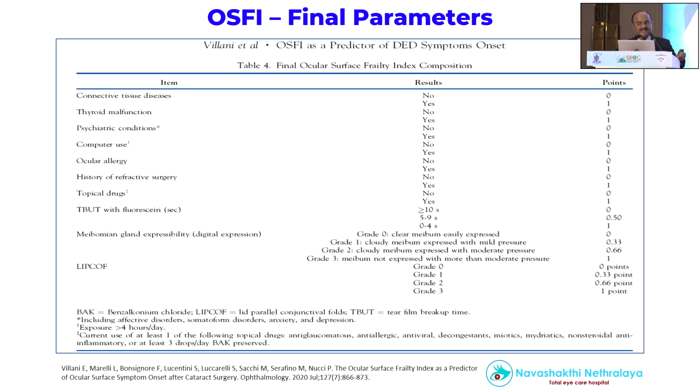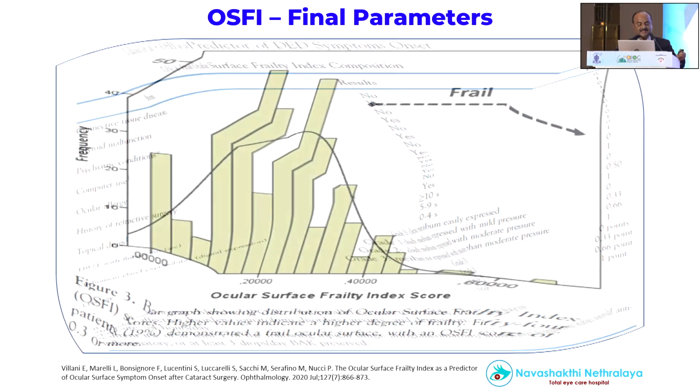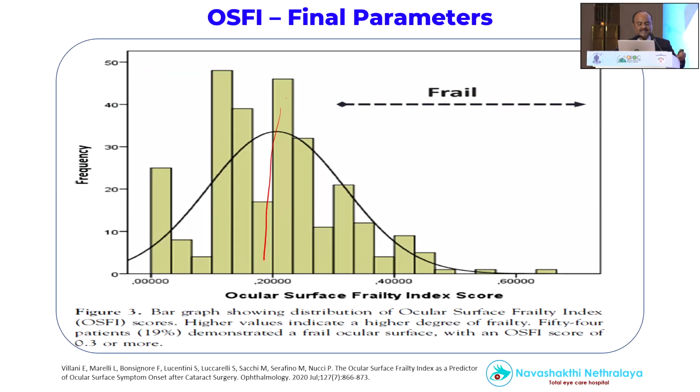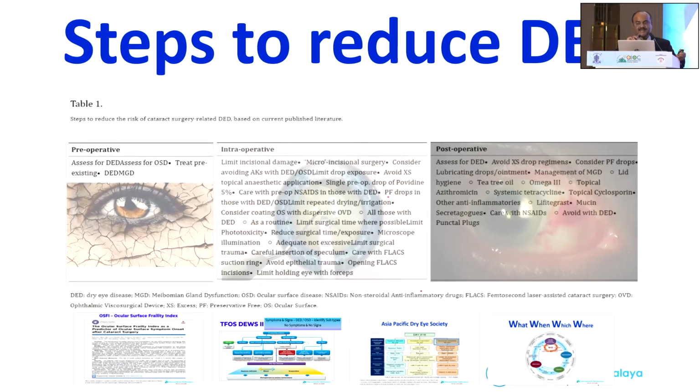These 10 features are what predispose a patient to dry eye. So if he has any of these, look at this patient with concern. And what they said was this value, 0.25 to 0.3, they took as a cutoff. If OSFI is more than 0.25 to 0.3, they said treat this patient vigorously before taking up surgery.